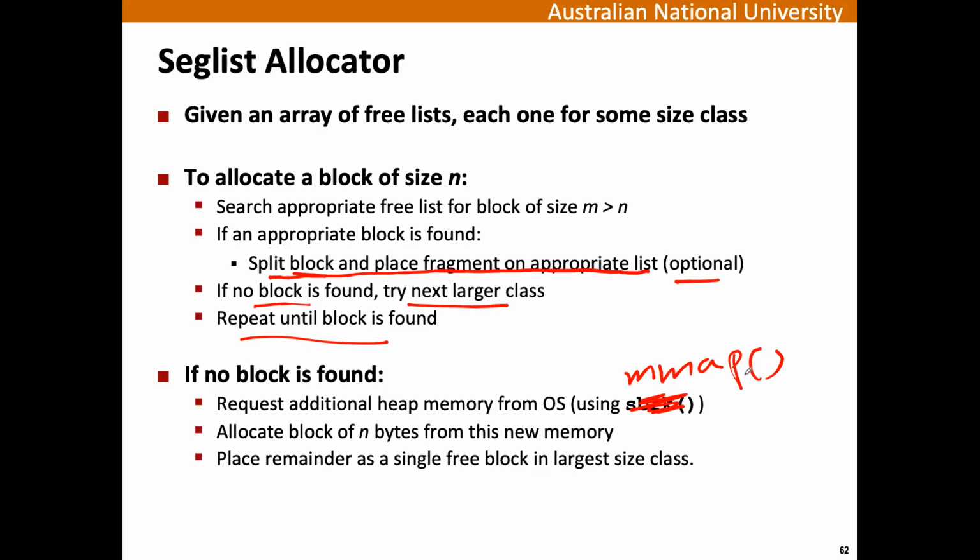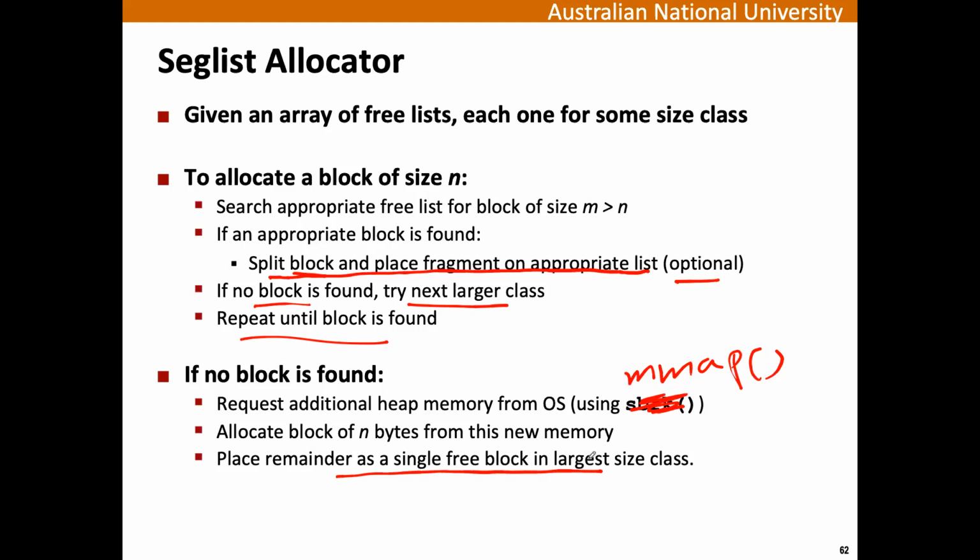In the kernel recently, they don't support sbrk anymore. So then you go back to your mmap allocator you have written, or the mmap system call that we told you how to use, and you grab more memory from the operating system. And then you allocate the blocks in this new memory and place the remainder single free block in the largest size class.